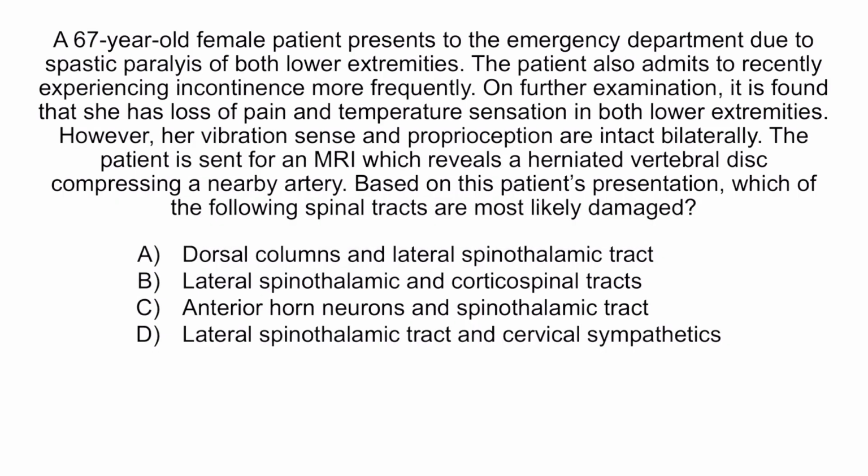Let's discuss other answer choices. Answer choice A and D are incorrect because these tracts would be injured in Brown-Sequard syndrome. In anterior cord syndrome, the dorsal columns and cervical sympathetics are not damaged. Answer choice C is incorrect because these tracts would be injured in central cord syndrome. In anterior cord syndrome, the anterior horn neurons are not damaged, and that concludes this section.